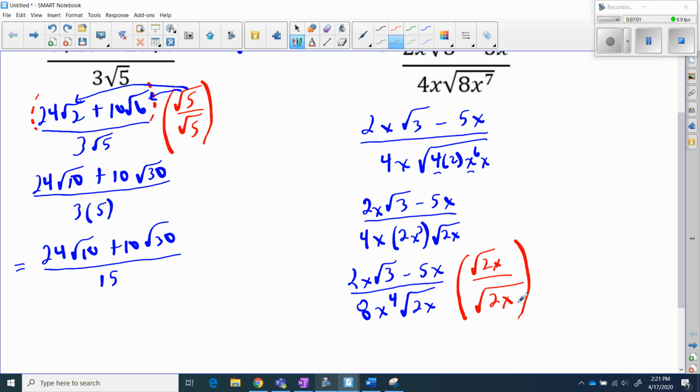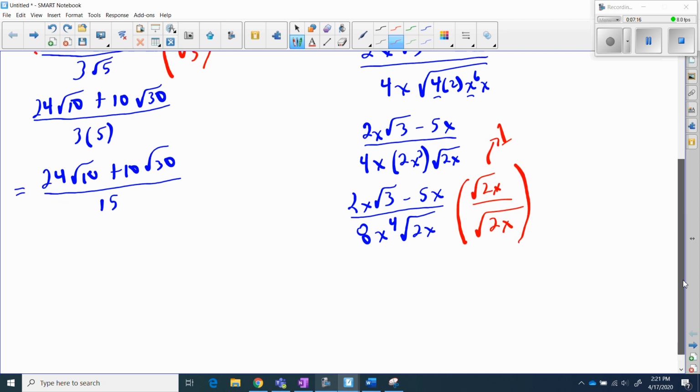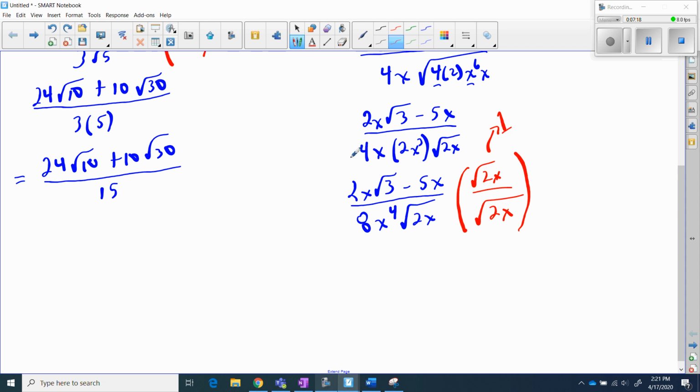Now remember why you're allowed to do that, because anything divided by itself is really nothing more than a big number 1, and multiplying something by the number 1 will not change the value of it. We're just trying to change the appearance of it because we don't want a radical left in the bottom. Okay, like the last one, you have the implied brackets here, which means this must multiply by both of these.